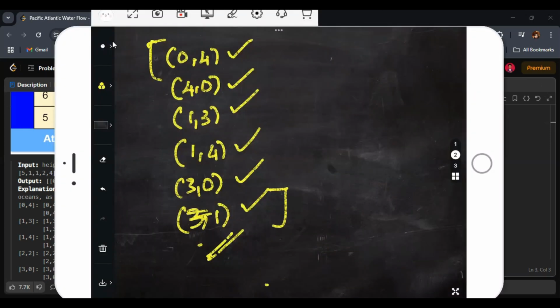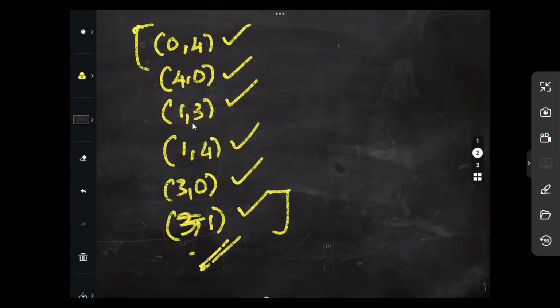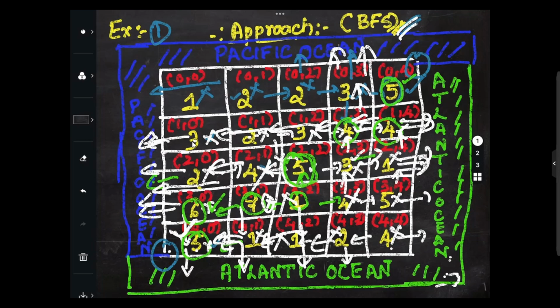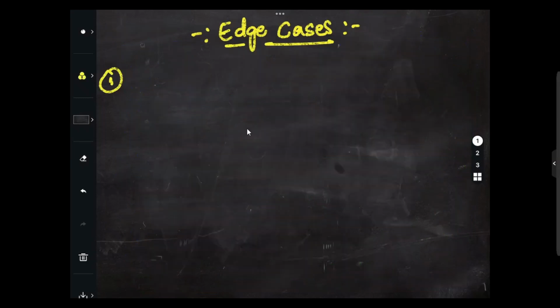So this is what we got here as well: 0, 4, 4, 0, 1, 3, 1, 4, 3, 0 and 3, 1. So I hope the approach is completely clear. This works absolutely correct, right? We just went with the DFS. So next, let's discuss the edge cases one by one.